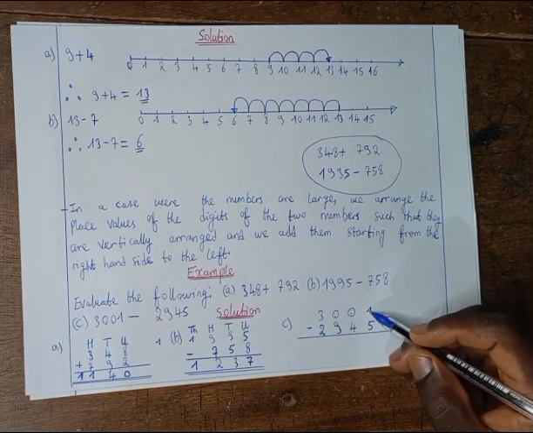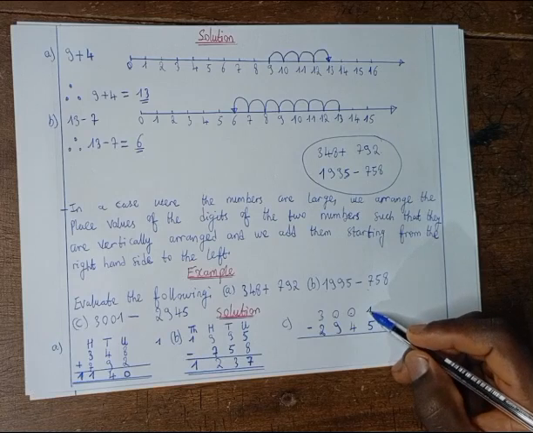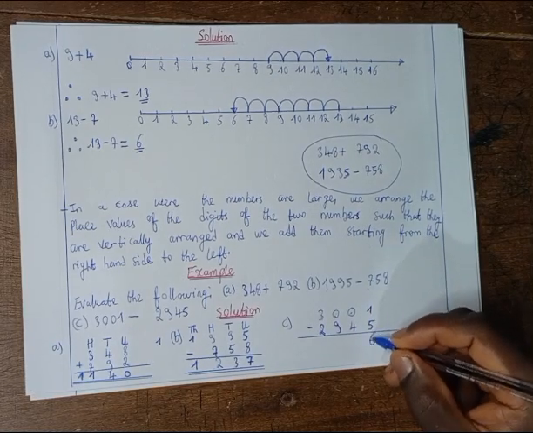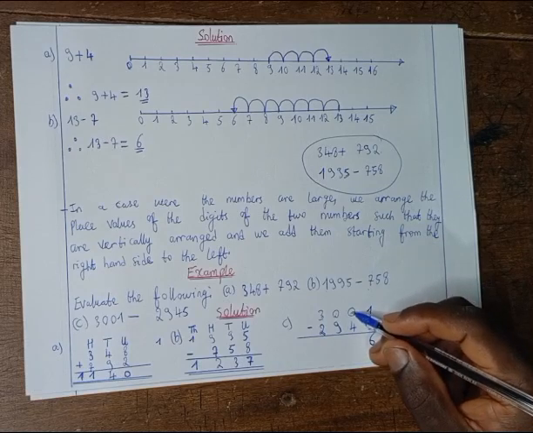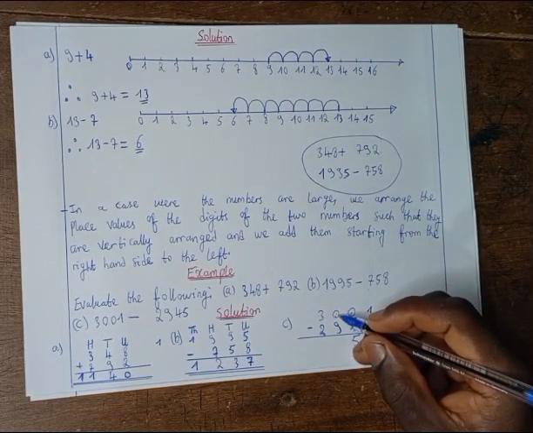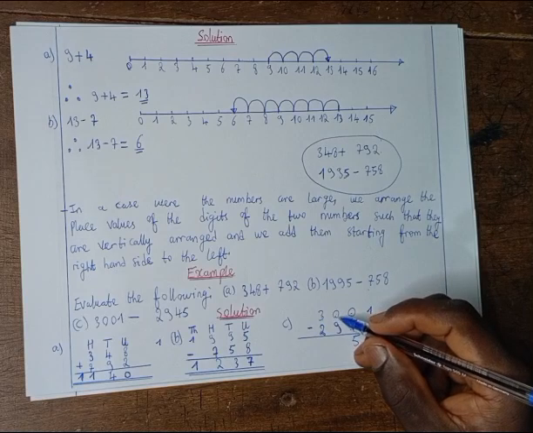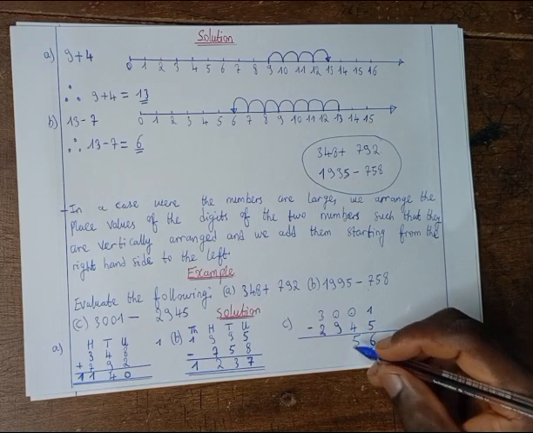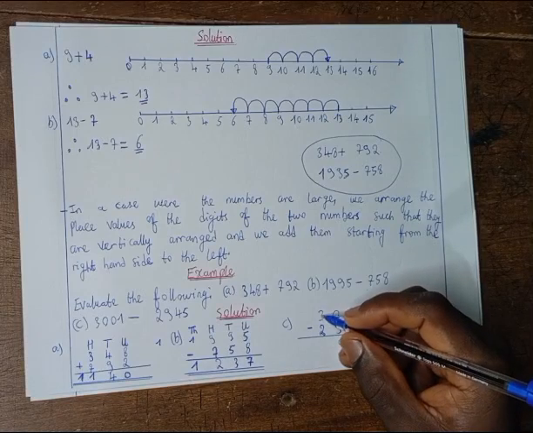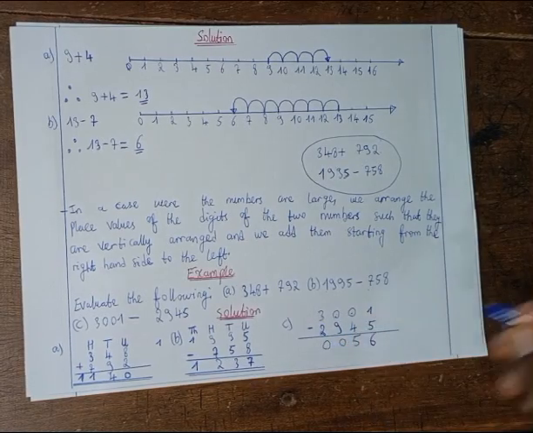The 10 plus 1 gives us 11. 11 minus 5 gives us a result of 6. Here we are left with 9. 9 minus 4 gives us 5. Here we are left with 9. 9 minus 9 gives us 0. Here we are left with 2. 2 minus 2 gives us 0.